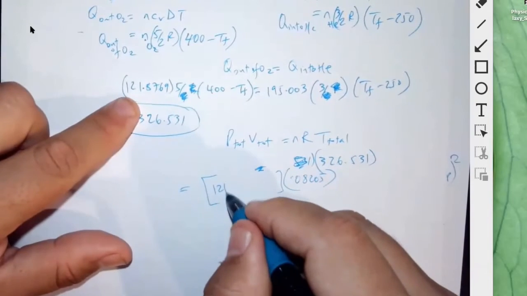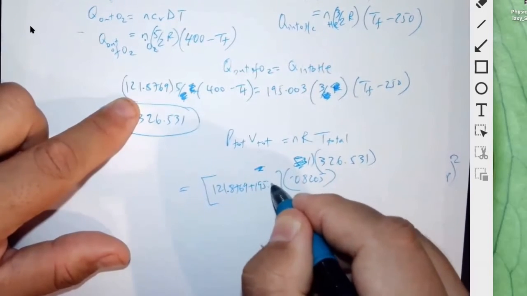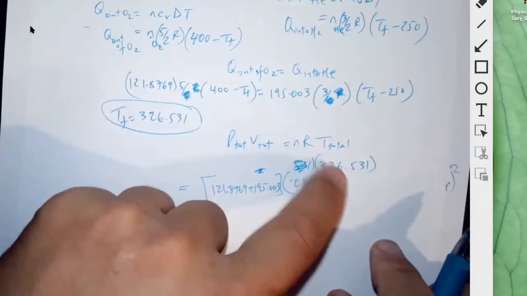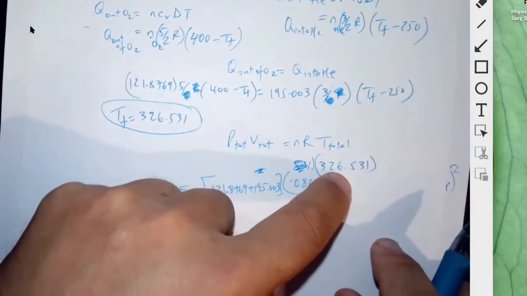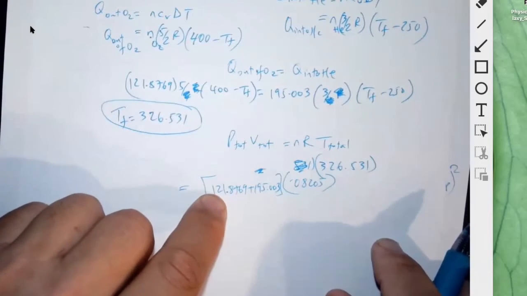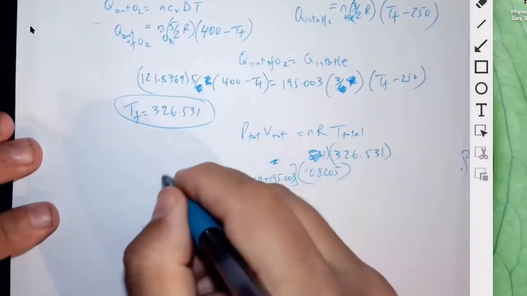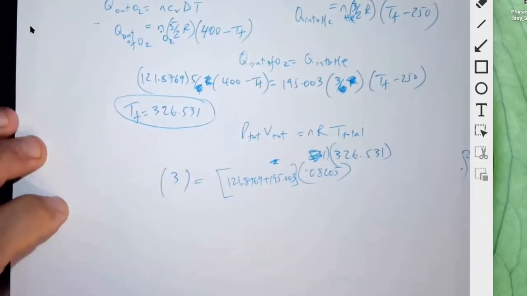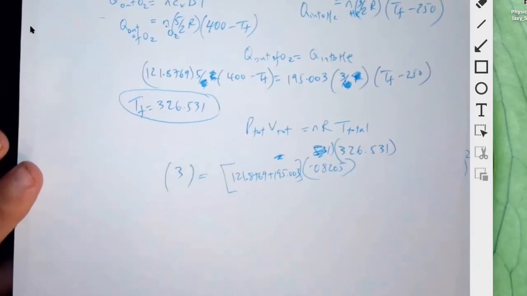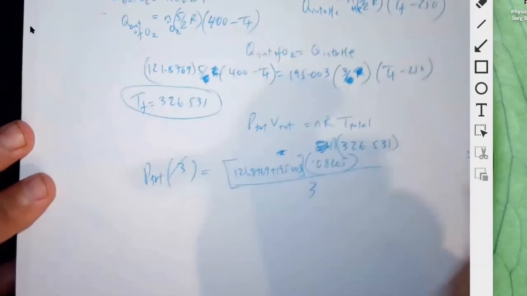So 121.8769 plus 195.003. So this is the ideal gas law. This is the net temperature of both of the gases combined. This is the total moles. The total volume is 3. And then just the total, divide by 3. Yeah, then you just times total pressure, and then you divide this by 3.